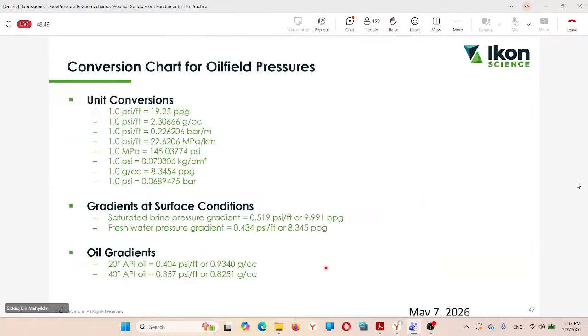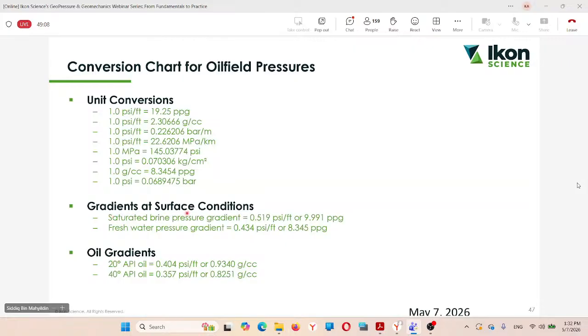Just a quick bonus, you can screenshot this, or I can pass it to you after this as well, the unit conversion for pore pressure, where you can convert from gradient to density quickly. For example, 1 psi per foot is 19.25 ppg.